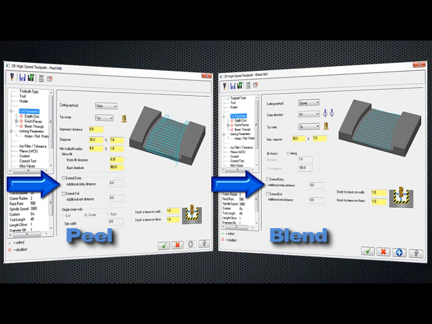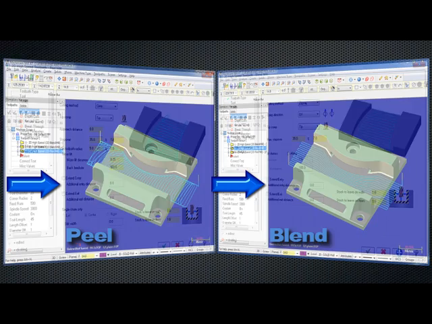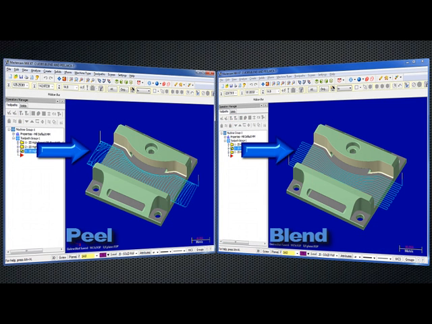Both toolpaths support extensions on the cut parameter page, which allow the start and ends of the toolpath to be extended.